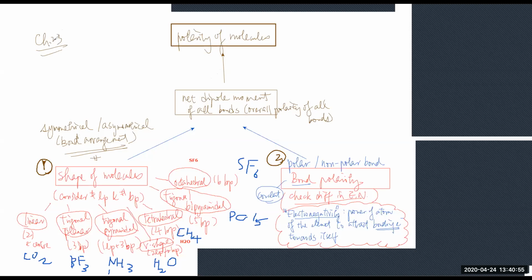Okay. And what's next is, once I know the polarity of molecules, you know that it will affect what? It will affect the strength of the Van der Waals force. Okay, so you may find a new page for this.